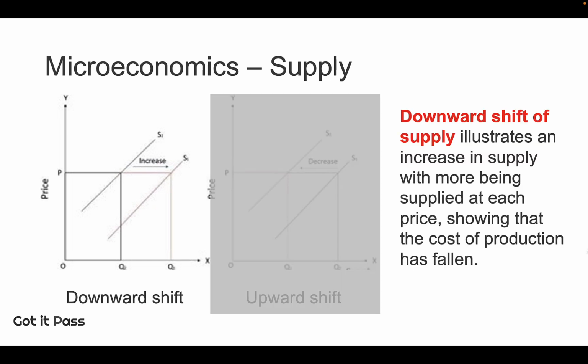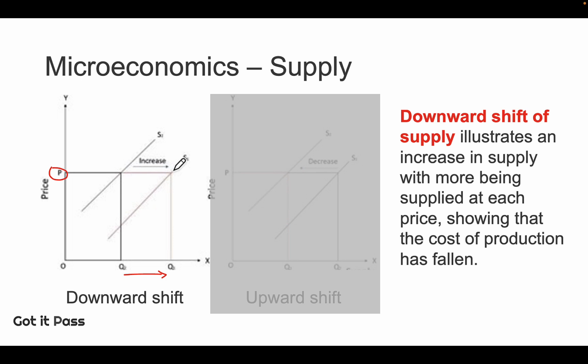Let's start by discussing the downward shift first. The downward shift of the supply curve here shows an increase in supply at the same price. At the same price, the quantity supplied is increased from Q1 to Q2 because of the supply curve shifting from S1 to S2. It can be explained by lower costs of production. It means that the firm can produce more goods at the same prices because it has more profit due to the lower cost of production.